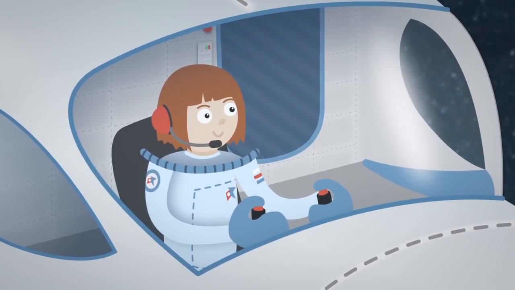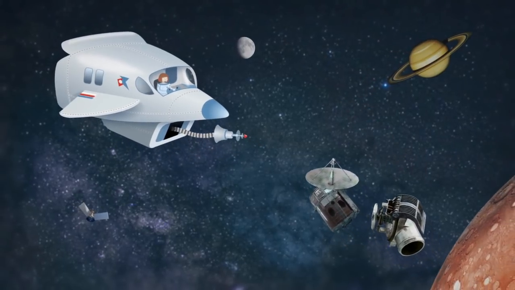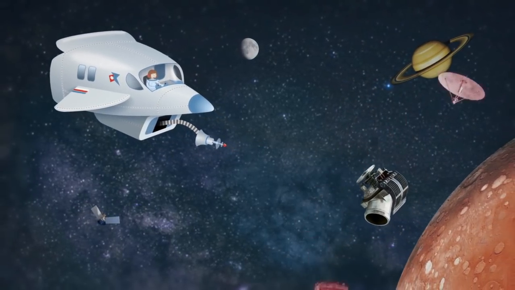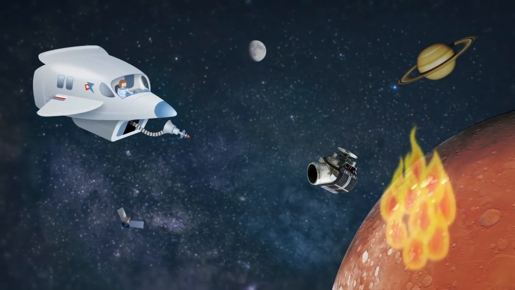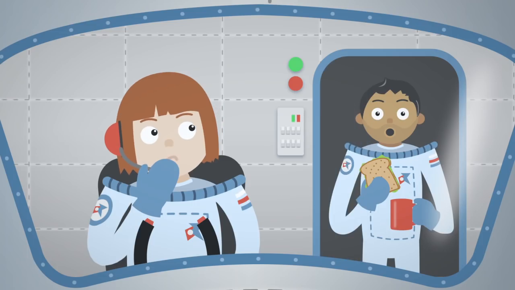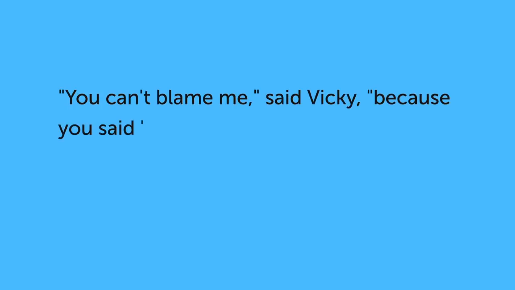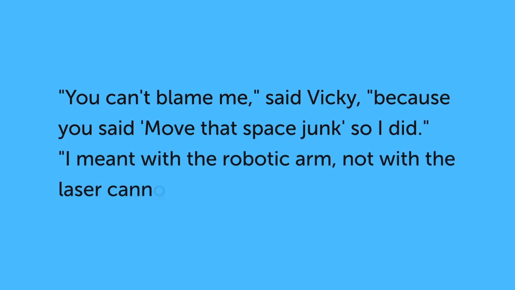Astronaut Vicky's mission is to move space junk. But one day, she had a big accident. Captain Troy was not amused. "You can't blame me," said Vicky, "because you said, 'Move that space junk,' so I did." "I meant with the robotic arm, not with the laser cannon," said Troy.